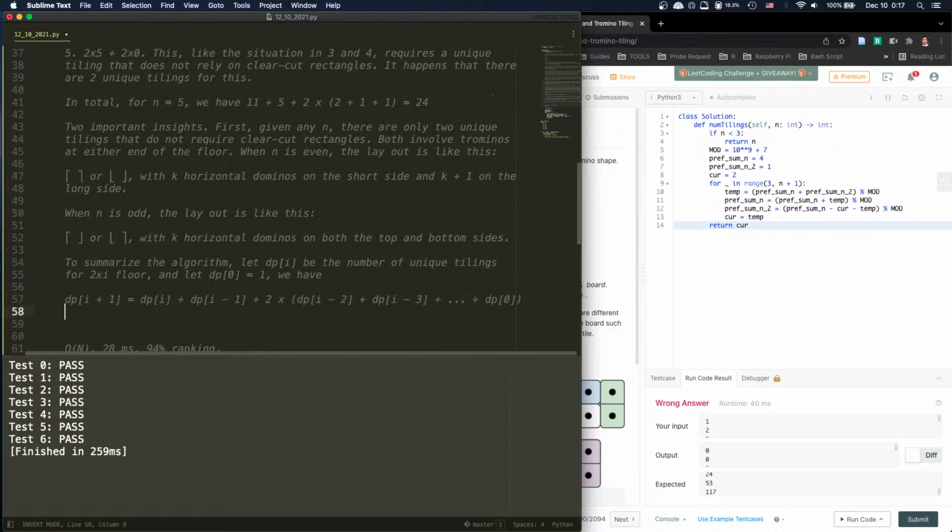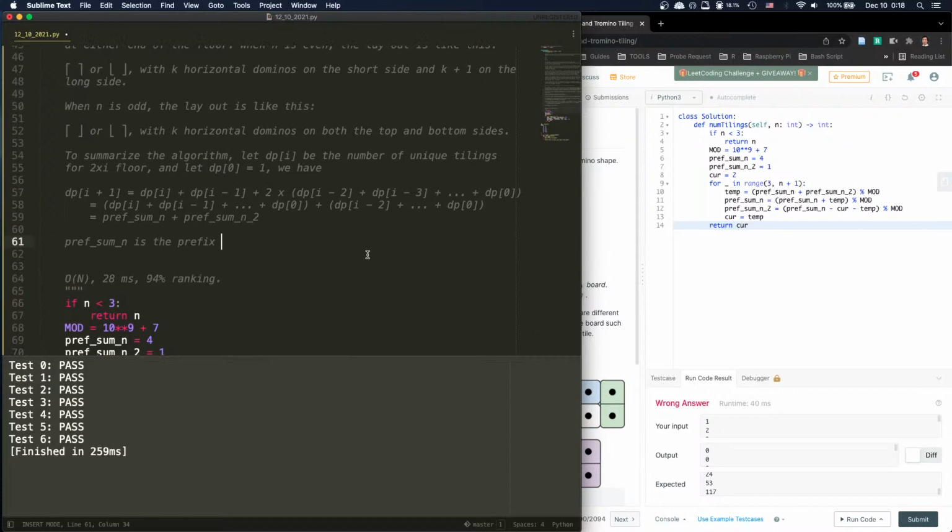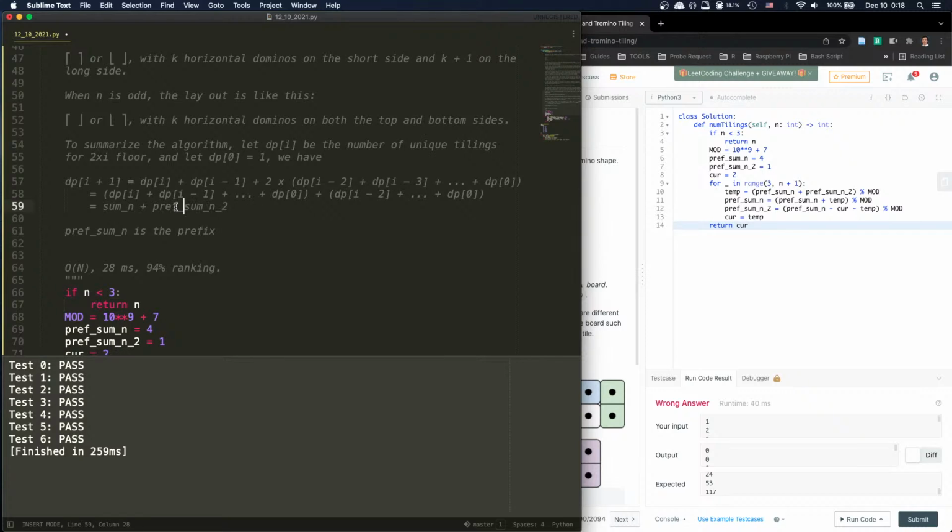All right, so this one is equal to dp i plus dp i minus 1 plus, plus dp 0, the whole thing, plus another one, dp i minus 2 plus, plus dp 0, equal to sum n plus sum n minus 2. Oh, I shouldn't say prefix sum. It's just the sum. You can just call it sum n. I don't know why I call it prefix sum. It's just sum n and sum n minus 2.